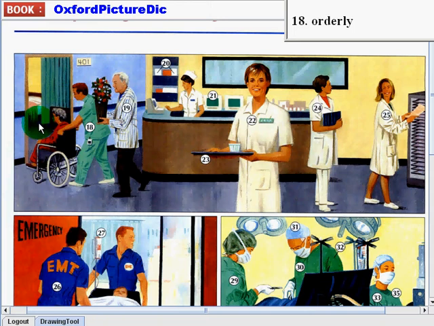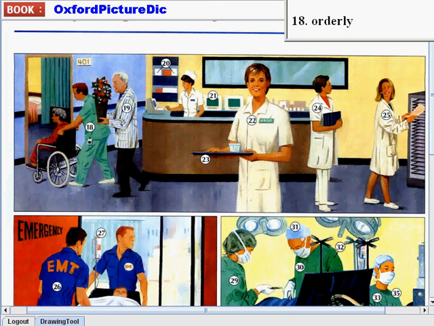Let's try to know the people we can find in the nurse's station. Nurse's station, of course, in the hospital building. In number 18, we have what we call orderly. Orderly is someone who cleans and does other basic work in the hospital, such as this.